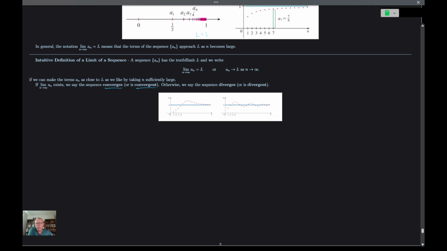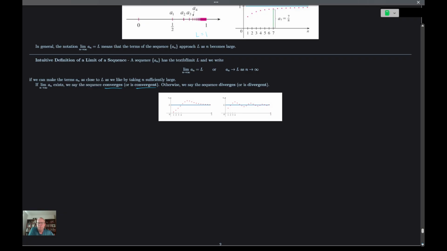Now, this one goes above L, below L, above, below, above, and so it just keeps fluctuating around L, but you can see it's getting closer and closer. The fluctuations are getting less and less. So those are two ways it can converge. Now, what happens if it diverges?